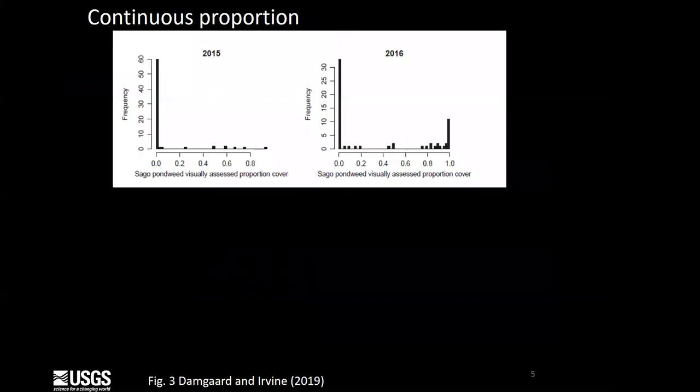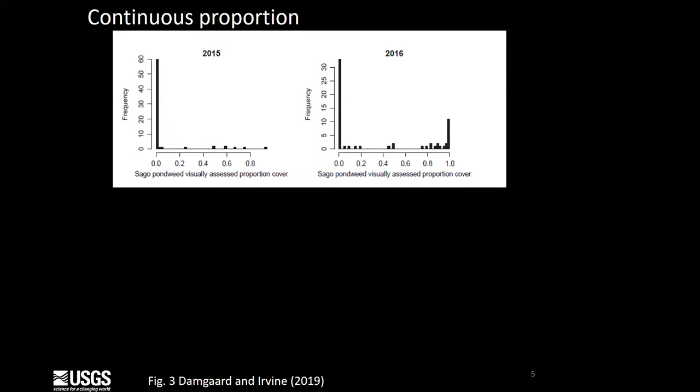So what kind of data is this? Now I'll start talking to this side of the room. This is an example of a continuous proportion. A continuous proportion is something that takes on a value between 0 and 1, right? So 0% cover, 5% cover, 10, up to 100% cover is where you get your 1 values.